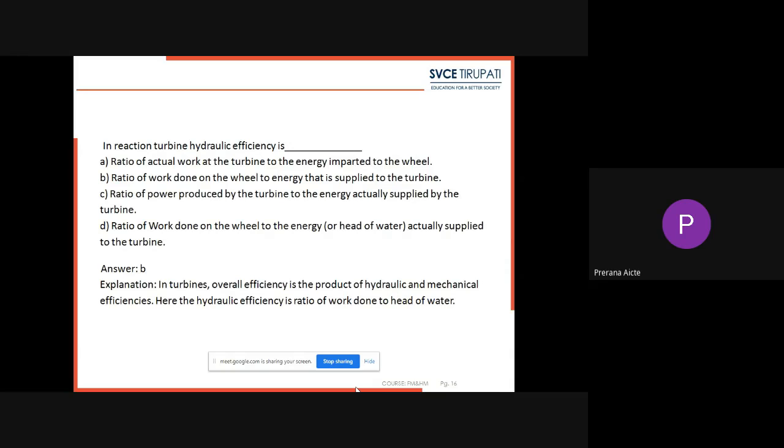Next question. In a reaction turbine, hydraulic efficiency is the ratio of work done on the wheel to the energy supplied to the turbine. So we can say that in turbines, the overall efficiency is the product of hydraulic and mechanical efficiencies. Here the hydraulic efficiency is the ratio of work done to the head of the water.